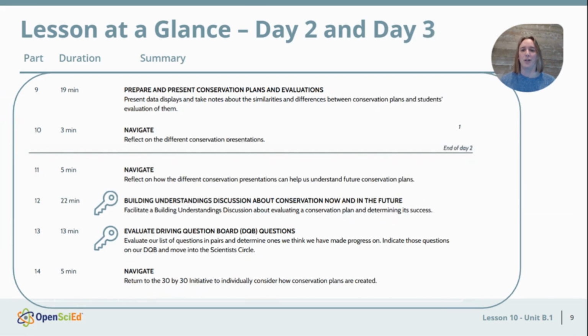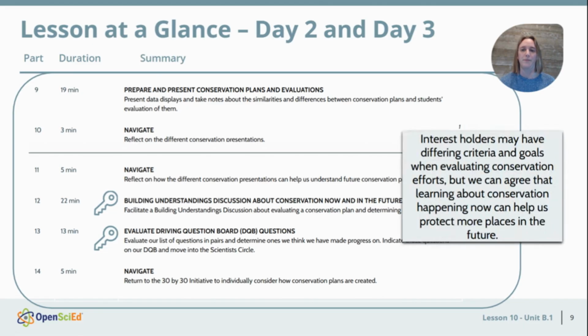The second lesson chunk occurs on the second half of day 2 and all of day 3. Students prepare and present what they've learned about their conservation profile. Students discuss these conservation profiles in the present and how this conservation plan can help us understand future conservation efforts. Through these discussions, students figure out that the interest holders have different goals in mind when judging criteria and the overall success of the conservation plan. But we can agree that we can all learn how to protect more places in the future by learning about what conservation is happening now.